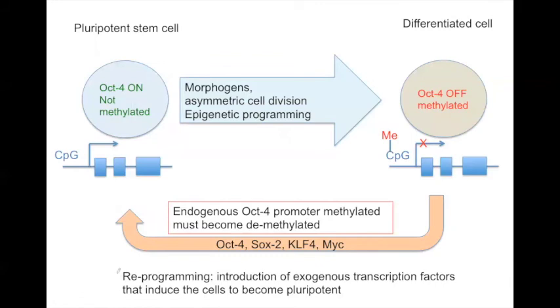And that's shown here. So here we have our pluripotent stem cell. OCT4 is on and it's not methylated. In the presence of morphogens and asymmetric cell division, OCT4 is turned off, its promoter becomes highly methylated, and we start to see the differentiation process.